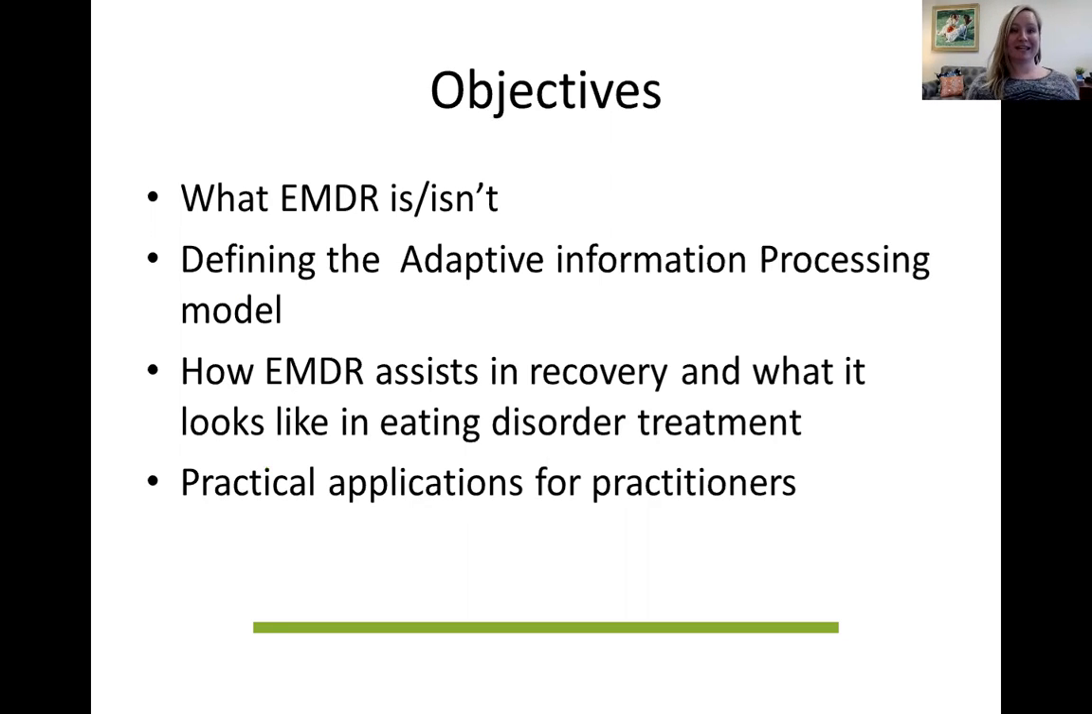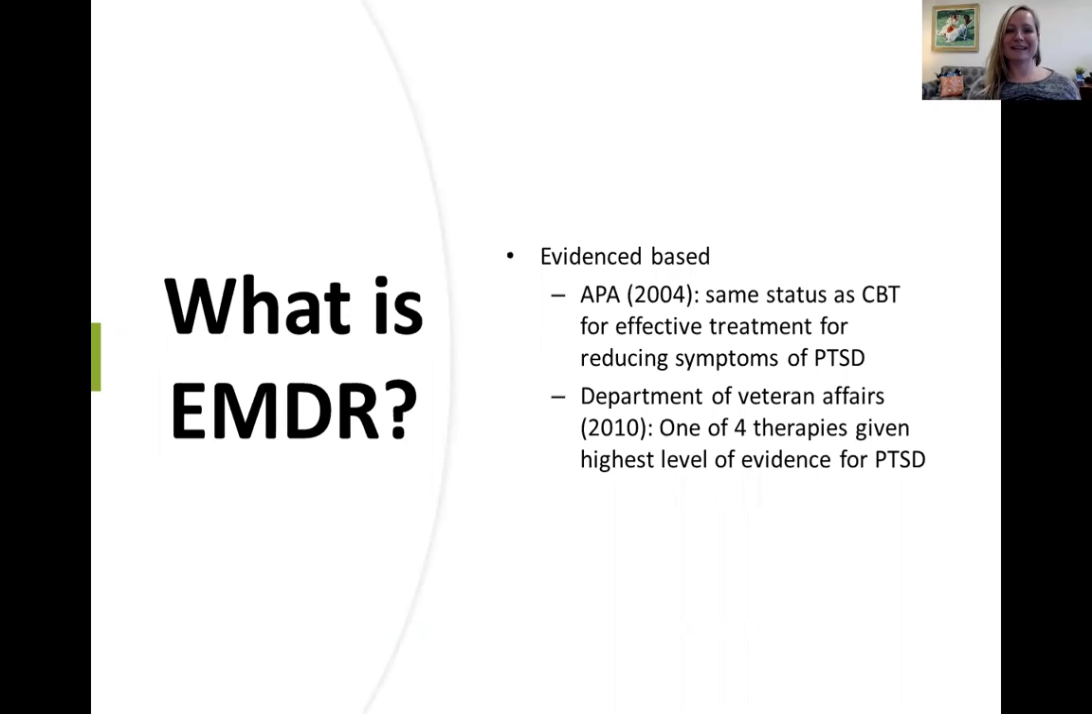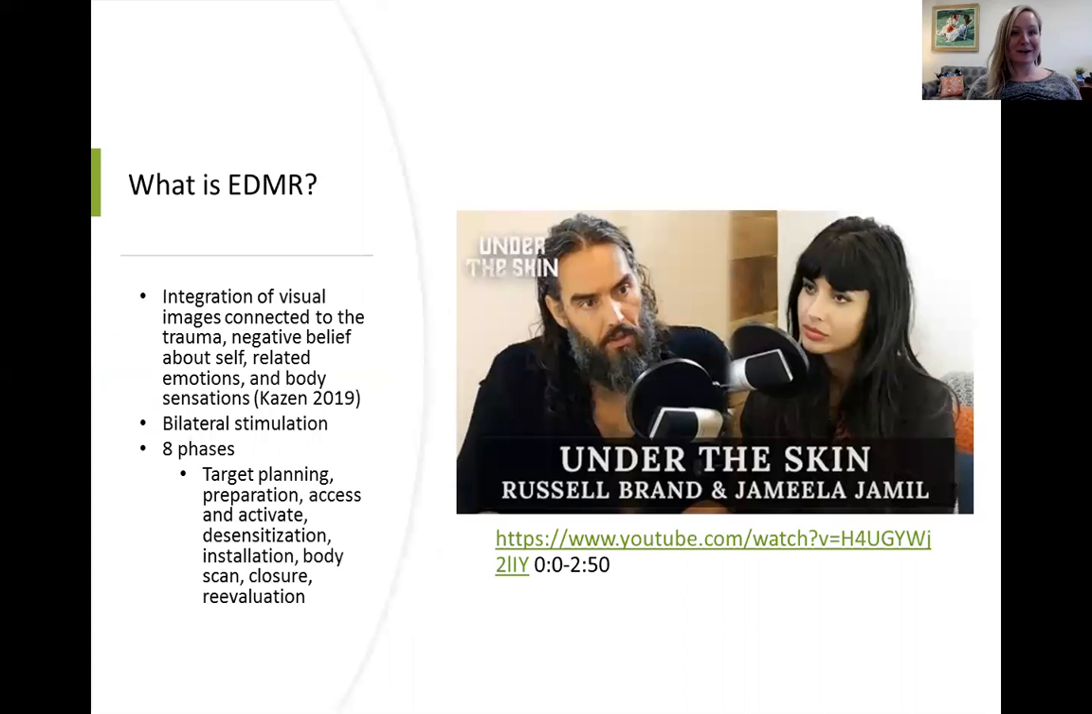So the objectives are going to be what EMDR is and isn't. We're going to define the AIP model, which is what EMDR is based off of, how it assists in recovery, and then, like I said, some applications for you to take home. So what is EMDR? First of all, EMDR is evidence-based. As the APA says, it has the same status as CBT for effective treatment for reducing symptoms of PTSD. One of the 4 therapies given the highest level of evidence for PTSD. So really just evidence-based, helpful stuff.